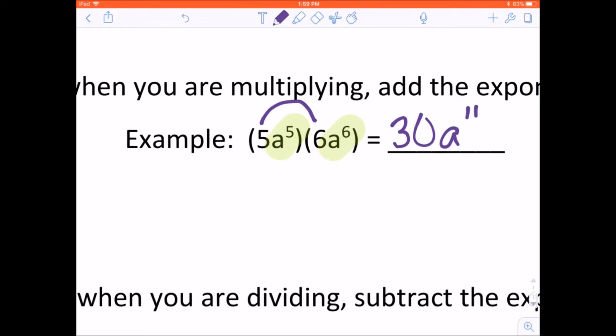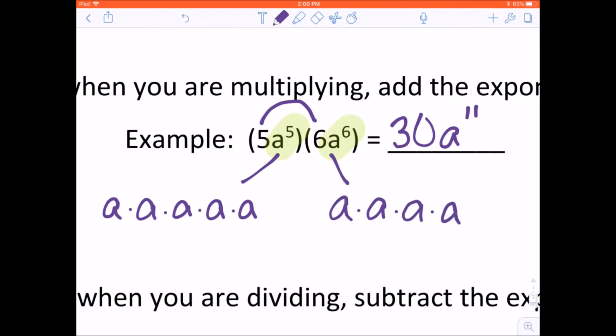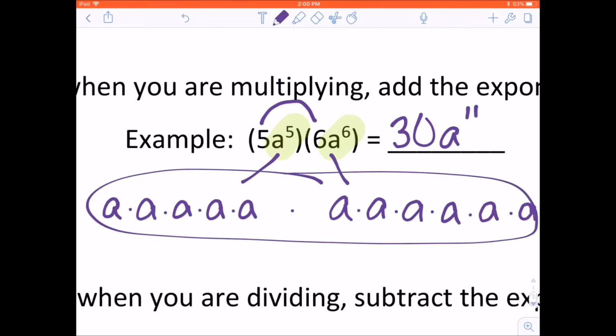But why is the rule, when we multiply exponents, you actually add them? If you go back to grade school, you did something very similar to what we're about to do here, like a factor tree. A to the 5th can be written as a times a times a times a times a. And the same thing for a to the 6th. If I were to multiply all of these together, I would have 1, 2, 3, 4, 5, 6, 7, 8, 9, 10, 11. That would be a to the 11th.